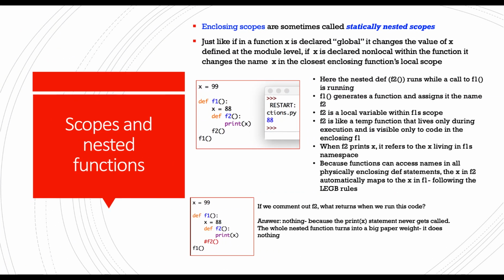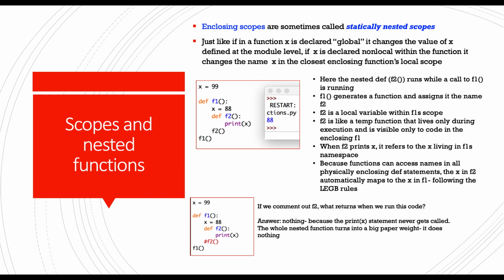So let's talk about scopes and nested functions. Enclosing scopes are sometimes called statically nested scopes. Just like if in a function X is declared global, it changes the value of X defined at the module level, what we just saw. If X is declared nonlocal within the function, it changes the name X in the closest enclosing function's local scope.